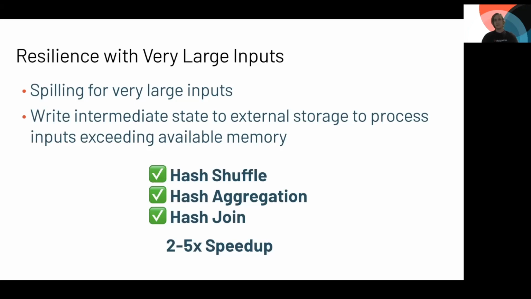We've recently achieved an important milestone for Photon's resilience. We've completed spilling support for all important operators, including hash shuffle, hash aggregation, and hash join. That means Photon can handle very large inputs by spilling intermediate state to external storage when under memory pressure. We've benchmarked speedups in the range of 2 to 5x over the Databricks runtime without Photon. To give you a feeling for how spilling works and how it's different than what you might know from Databricks today, I'd like to walk you through the spilling algorithm for hash join.